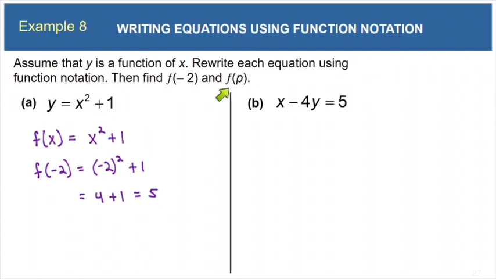And let's get f of p. So if f of x is x squared plus 1, then f of p is going to be p squared plus 1, and there's no simplifying we can do here, so that's the end of that.